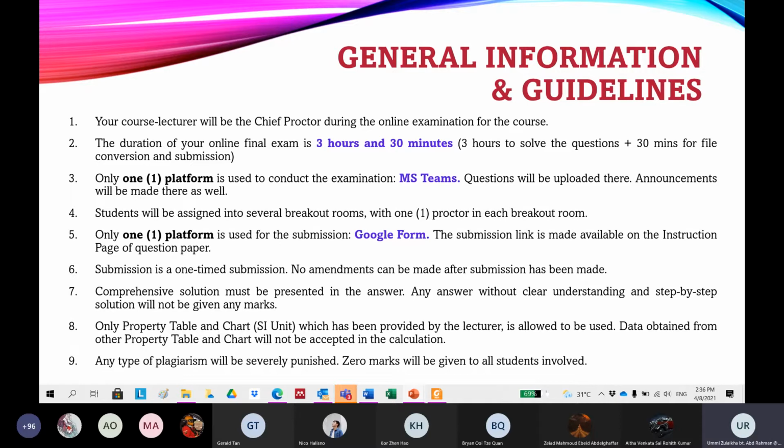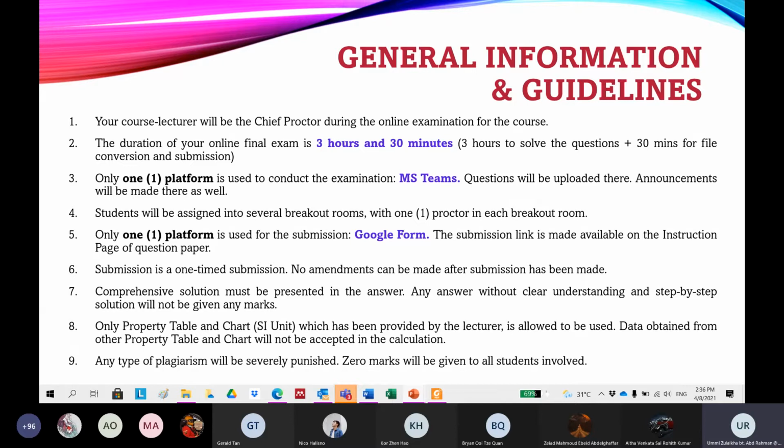Only one platform is used to conduct the exam. I don't plan to conduct it on several platforms. There will be only one platform, which is MS Teams. Questions will only be uploaded here in MS Teams, and announcements will be made here as well, because I don't want so many platforms, which will create confusion and haywire for the students. So one platform to conduct the exam.